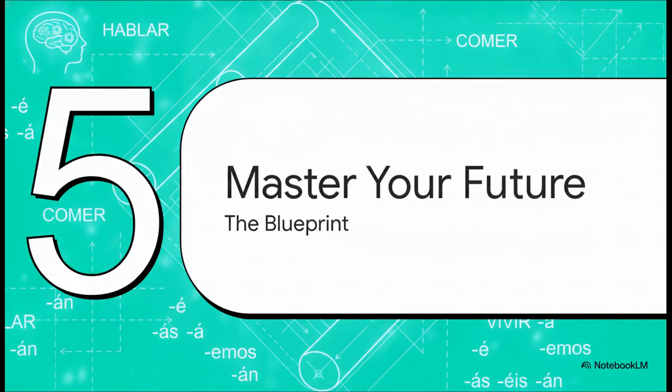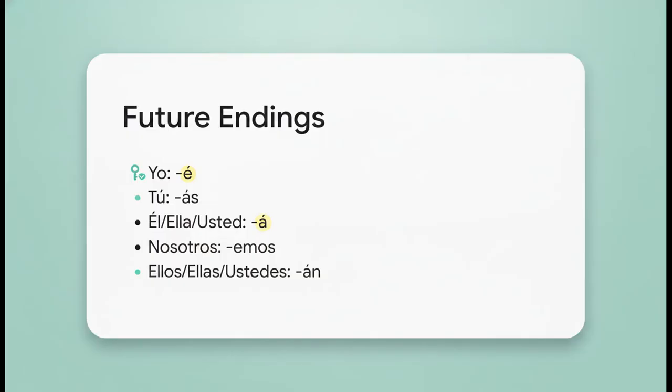Which leads us to Part 5, Master Your Future, the blueprint. So, the crucial point is, you really just need to memorize this exact bulleted list. Take a mental snapshot of this right now. For yo, the ending is á with an accent. For tú, it's ás with an accent. For él, ella, usted, it's á with an accent. For nosotros, it's emos. And hey, notice this is the only one without an accent mark. And finally, for ellos, ellas, ustedes, it's án with an accent. Full infinitive verb plus these 5 endings. That is literally your key to the future.